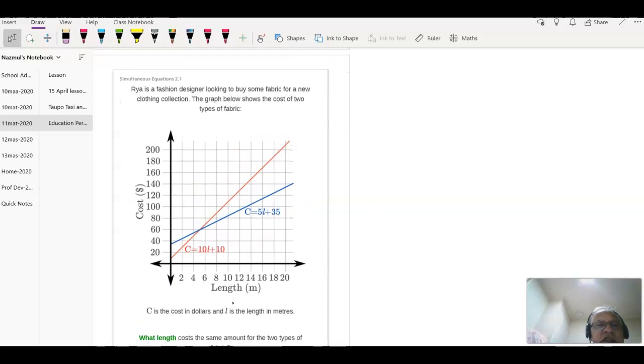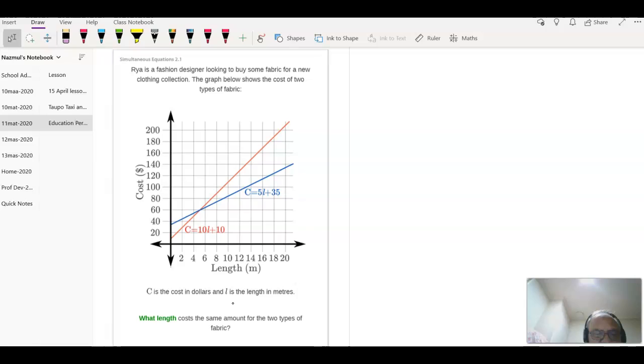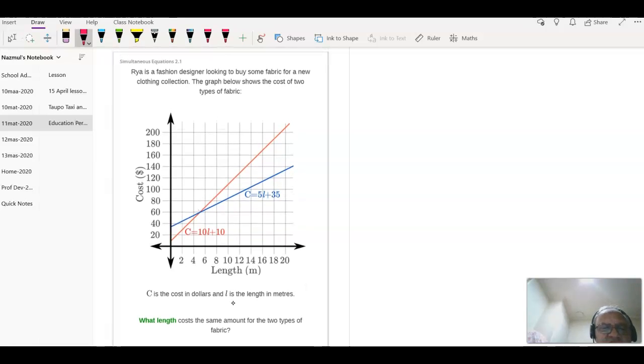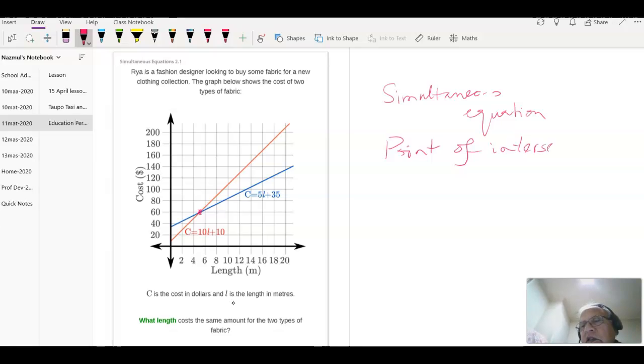Now, the reason I started talking about this is how to find out, okay, C is the cost, what length costs the same amount. So this is the simultaneous equation they're asking you to find out. They are asking you to find the point of intersection. Remember, we have been talking about a little bit of an advanced skill. By now, you must have learned it.